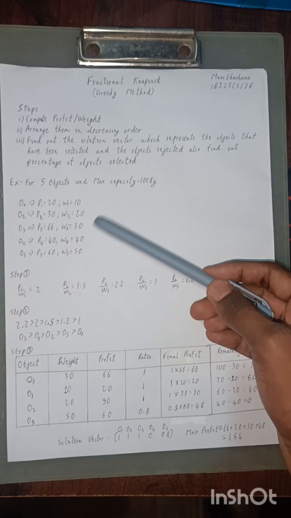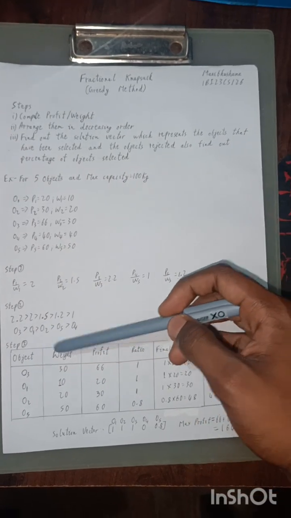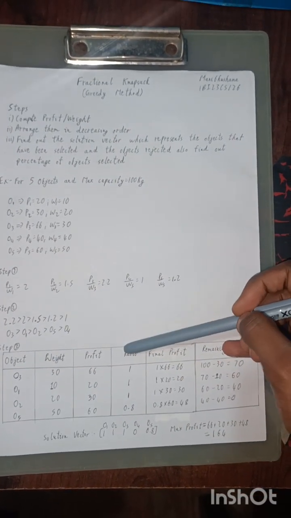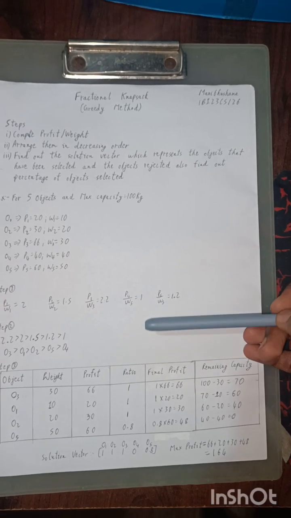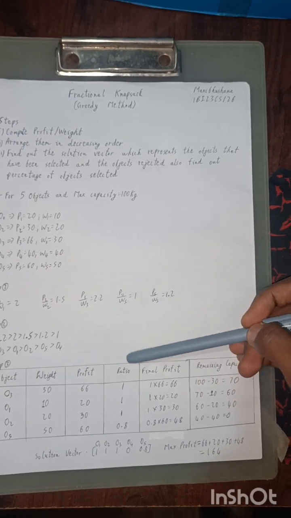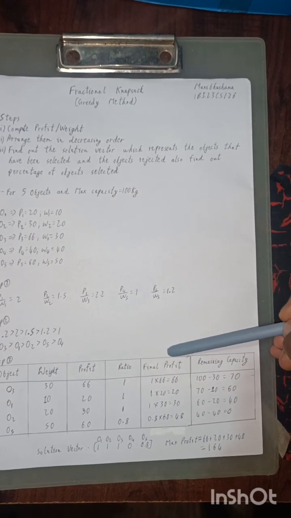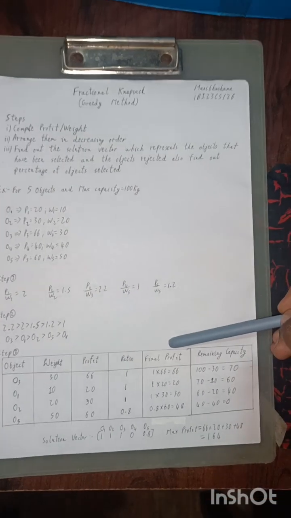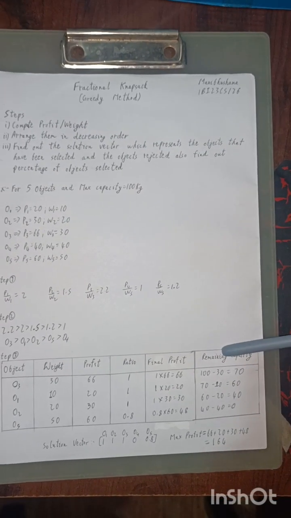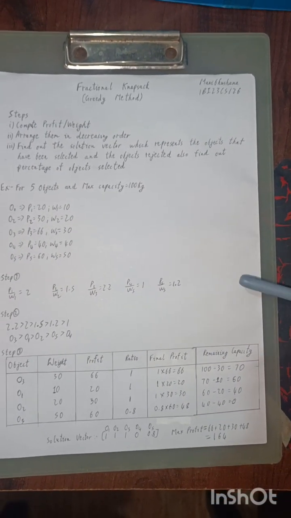And for the last step, we need to take the columns as objects, weights, profits, the ratio of the object or the weight taken, the final profit taken by each object combining with the ratio, and the remaining capacity of the bag upon filling up each object.